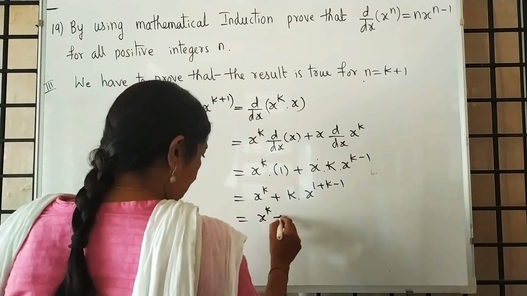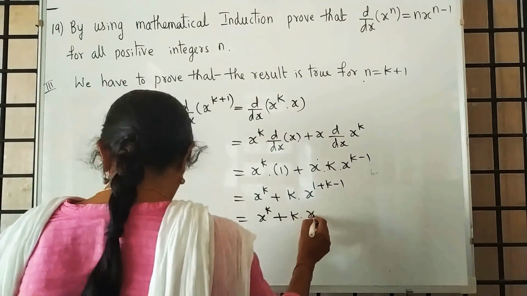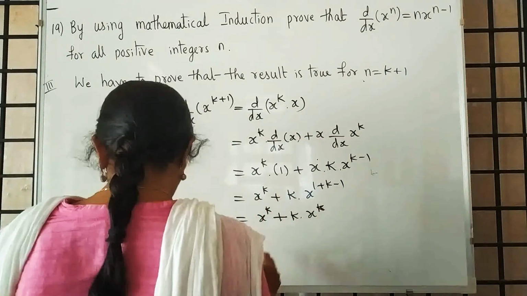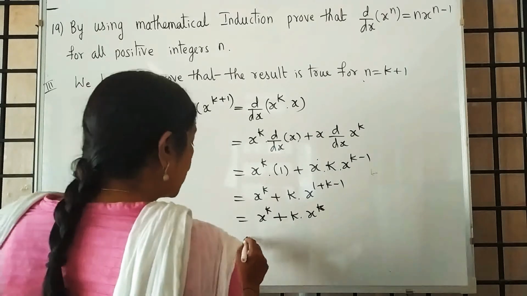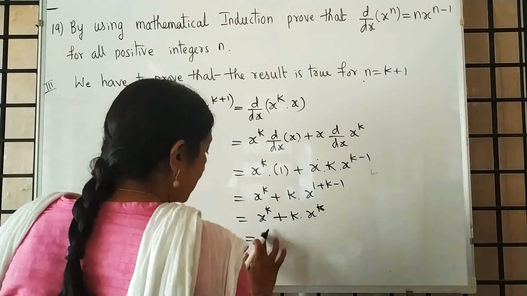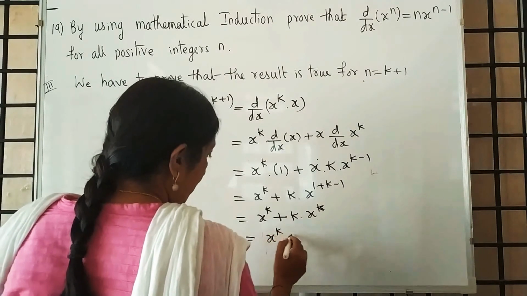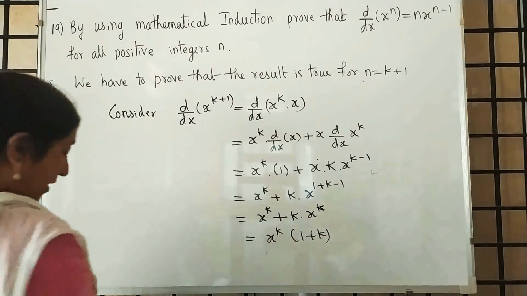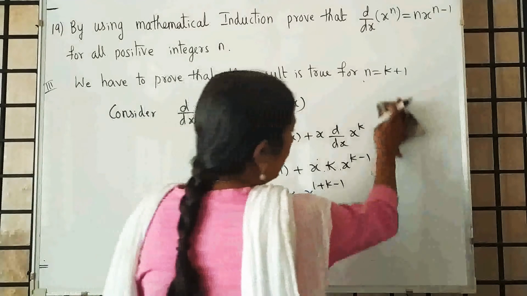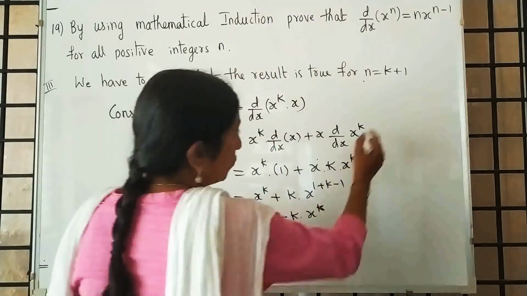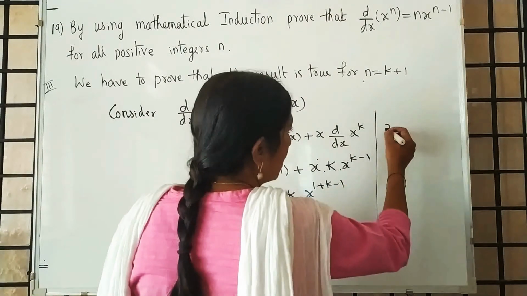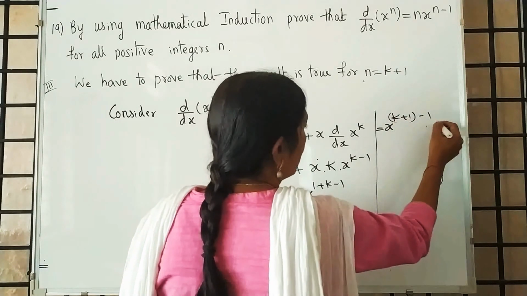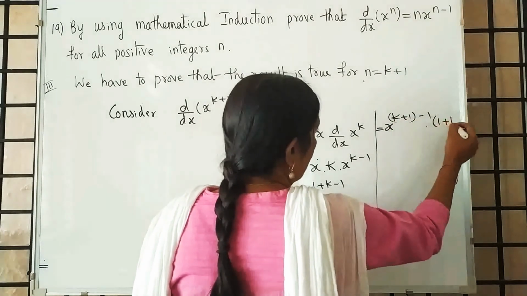x raised to k plus k into x raised to k. Correct or what? Now here k x raised to k is common. What is remaining? 1 plus k is remaining. And for our convenience, what I am writing? See this. x raised to k I am writing as x raised to k plus 1 minus 1 into 1 plus k. Correct or not?